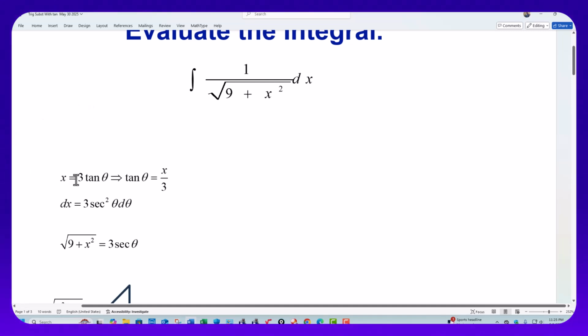So for this one, here's my setup. I let x equal 3 tangent theta, which tells me that tangent of theta is x over 3, the opposite side over the adjacent side of the right triangle. The derivative of tangent is secant squared, and of course you have your constant. So dx is 3 secant squared theta d theta.